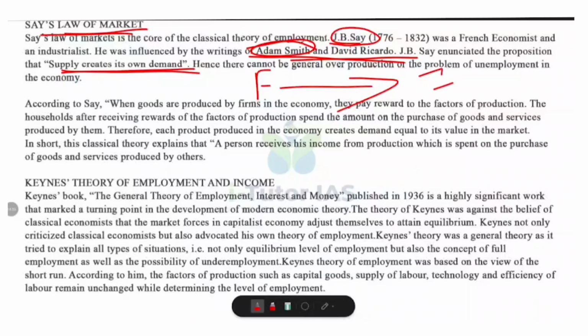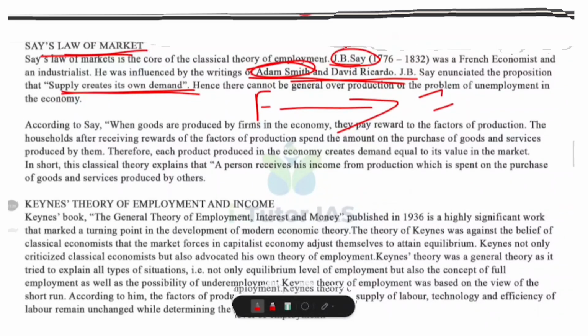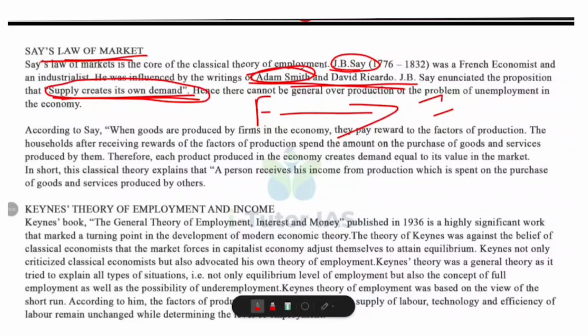And then households spend this income to buy goods and services produced by firms. So according to Say, every production creates an equivalent amount of demand, because whatever income people earn, they use to buy goods. In simple words, we can say that a person earns income by producing something, and that income is spent to buy what others produce. Hence, Say concluded that there is no chance of general unemployment or overproduction in the economy, because supply will automatically create its own demand. So Say's law of market says that supply creates its own demand.